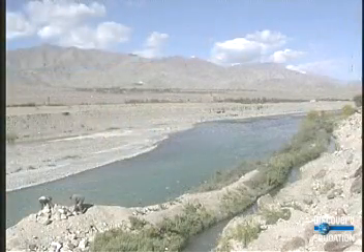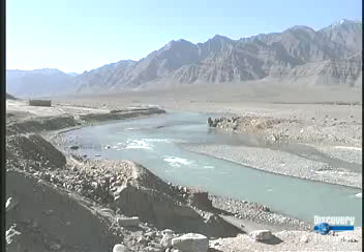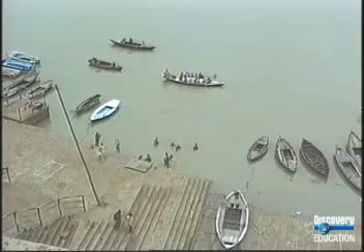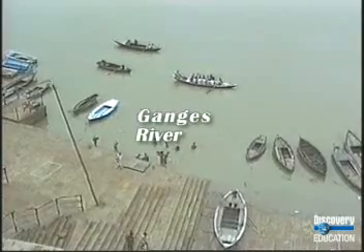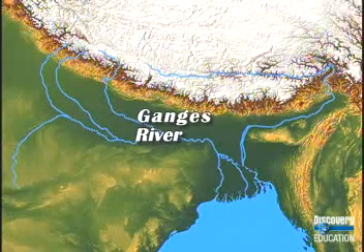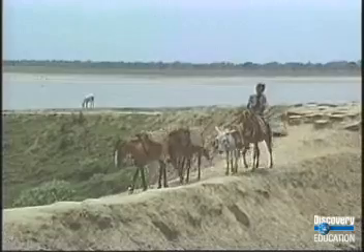This river is surrounded by desert throughout much of its course and is a very important source of water for the people of Pakistan. The most important river in India is the Ganges. It flows through a broad plain, which is densely populated and important for agriculture.